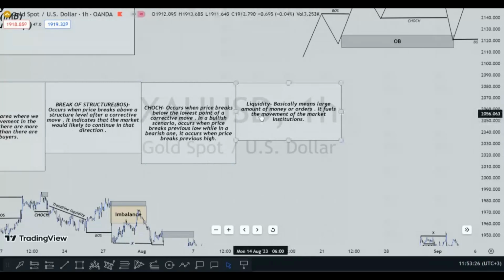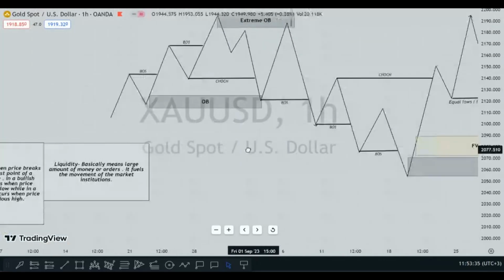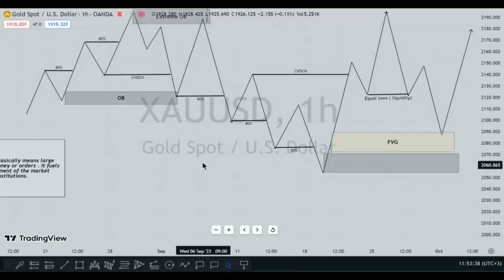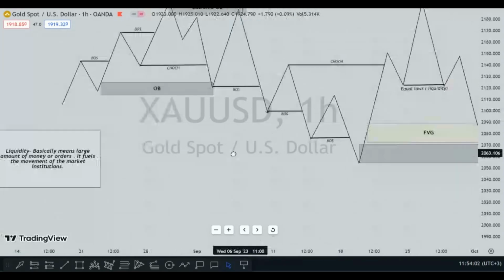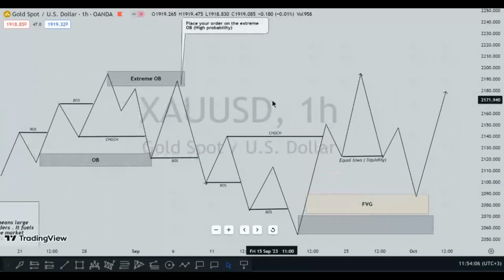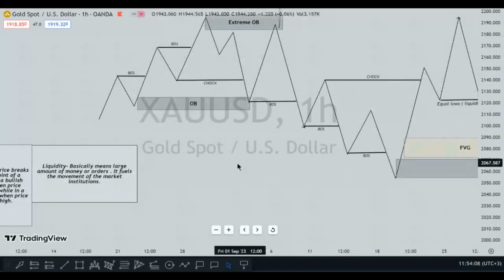Liquidity basically means a large amount of money or orders. Liquidity fuels the movement of the market. So the market needs liquidity for it to move. And in SMC, we have different types of liquidities. We have trendline liquidities, equal lows, equal highs. Then we have sell side liquidity, buy side liquidity. So it's up to you to spot where liquidity is for you not to be liquidity itself.